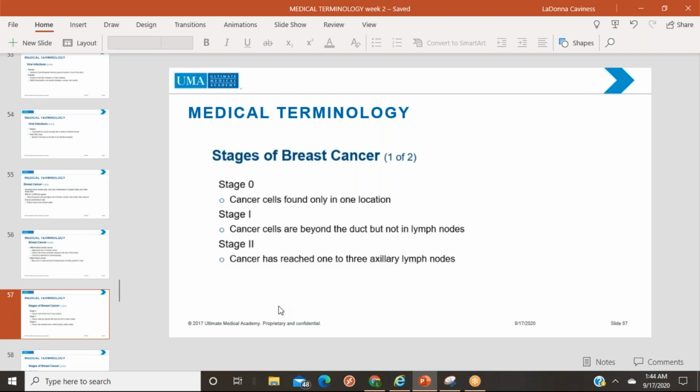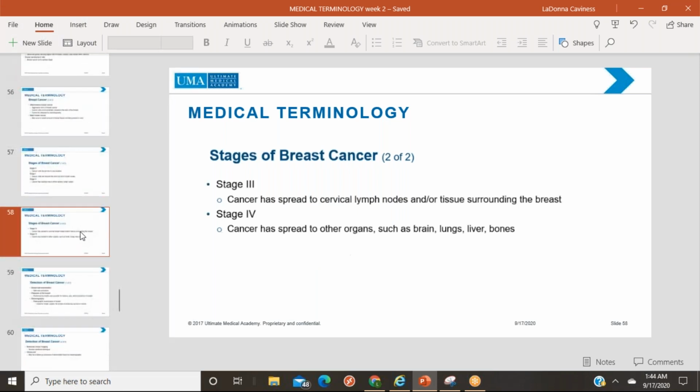Stages of breast cancer. Stage 0, cancer cells found only in one location. Stage 2, cancer cells are beyond the duct but not in the lymph nodes. Stage 3, cancer has reached one to three axillary lymph nodes. Stage 3, cancer has spread to the cervical lymph nodes and other tissues surrounding the breast. Stage 4, cancer has spread to other organs such as the brain, liver, or bones.